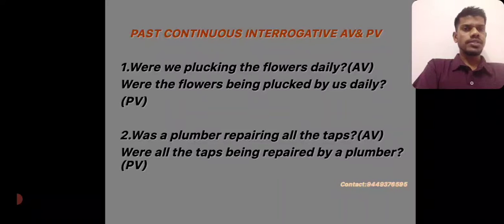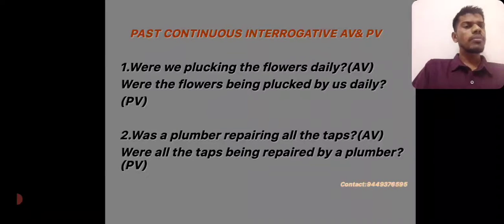Second sentence, was a plumber repairing all the taps? It is an active voice. The structure is subject plus object plus V1, and we have used the object, right? Then question mark. So what do we have to use here? First we have to use the be form, that is was or were. Here we are talking about all the taps, that is plural, so we have to take only were. We cannot take a tap. For example, if it is was a plumber repairing the tap, if it is singular, what can we use? Was the tap being repaired by a plumber?